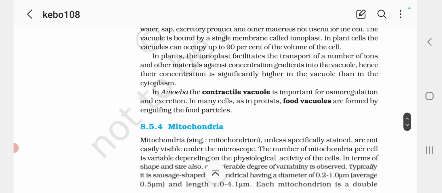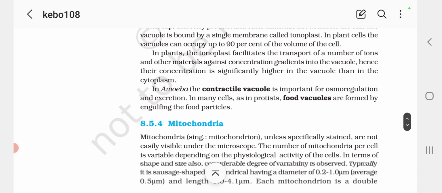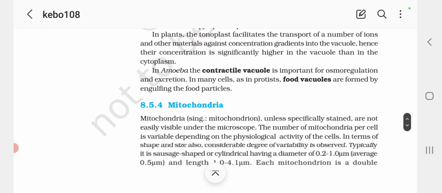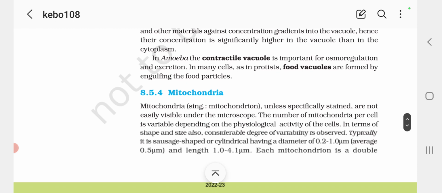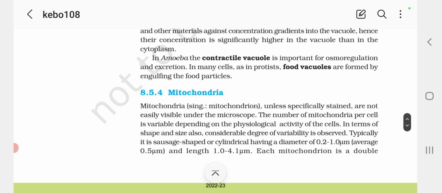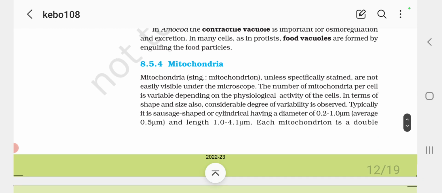In plants, the tonoplast facilitates the transport of a number of ions and other materials against concentration gradient into the vacuole. Hence, the concentration is significantly higher in the vacuole than in the cytoplasm. In amoeba, the contractile vacuole is important for osmoregulation and excretion. In many cells, as in protists, food vacuoles are formed by engulfing the food particles.